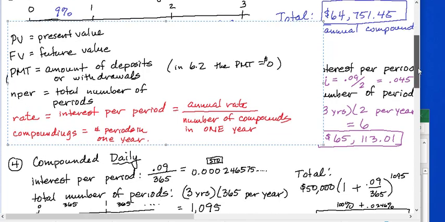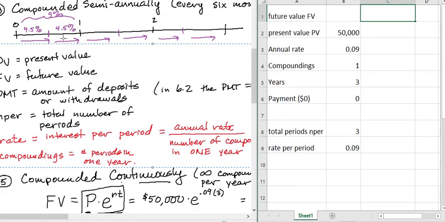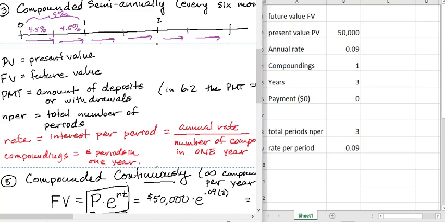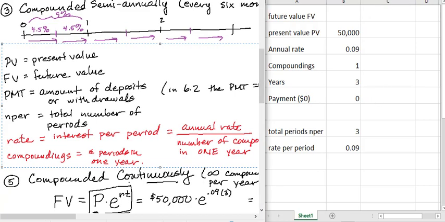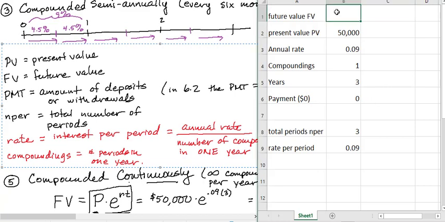Let's try it again. Let's do that same problem, the same $50,000 example that we started with. Future value, I'm still trying to find. Present value is still 50,000, annual rate 9%. But now the compoundings, compounded semi-annually, that will be 2 compoundings every year. Number of years is 3, payment.